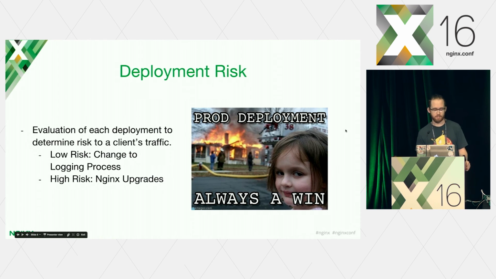Then finally, deployment risk. Before we do any deployment onto our network, I always go through and evaluate the risk of what's going out into the network. So a change to our logging process is not that big of a deal because it's not customer impacting, they don't really see it at all. Something much higher risk though is the NGINX upgrade itself. Again, that's the main thing we're proxying traffic with. So us doing any type of upgrade to it while live traffic is flowing through it can be extremely problematic, and I consider it a very high risk operation.